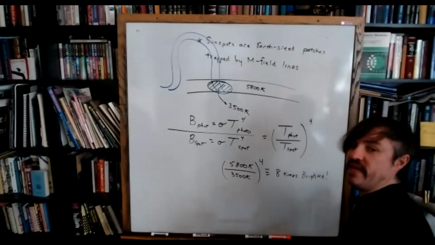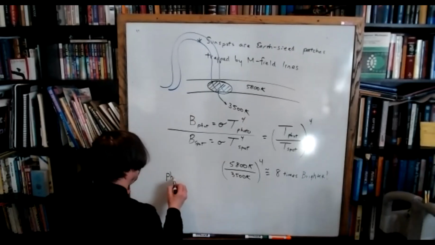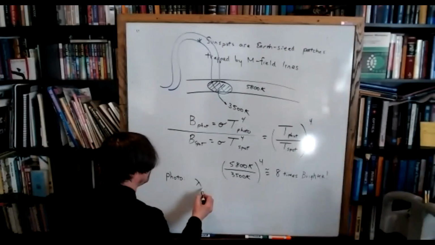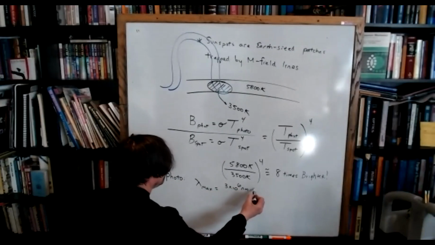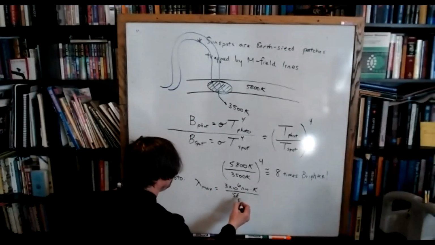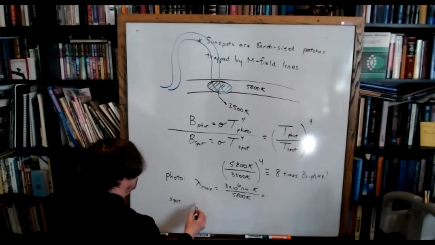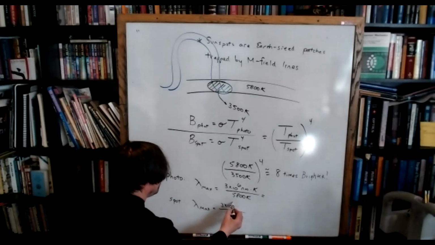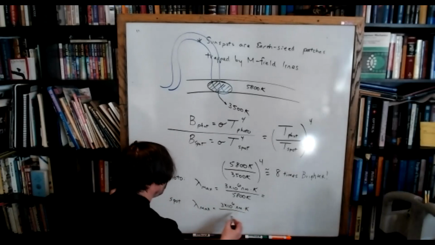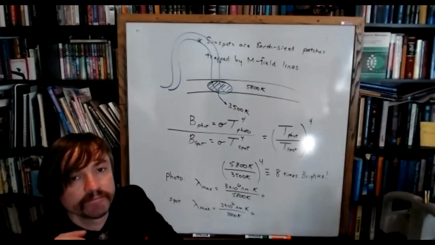What if I compared their peak wavelengths of emission using Wien's law? For the photosphere, I'd have that the maximum wavelength is 3 million nanometer kelvins divided by 5,800 Kelvin. What's that give me? For the sunspot, I'd get lambda max is 3 million nanometer kelvins over 3,500 Kelvin. What does that give me? Can you guys punch them up for me?